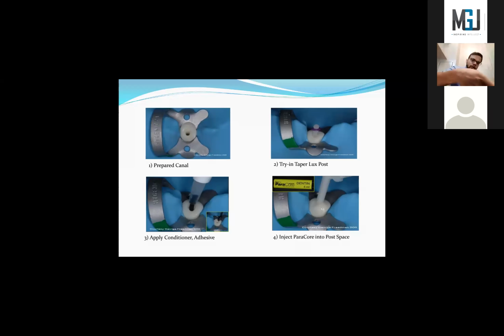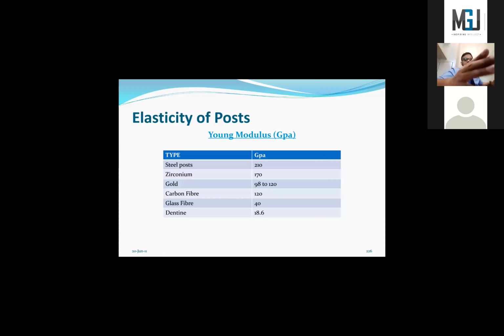And then you flow the entire paracore, place the post and cure it. Monoblock phenomenon. There is no weak link of using a cementation over here. So the strength that you get and the longevity is much better in cases like this. Again, where I keep stressing on this point, modulus of elasticity.